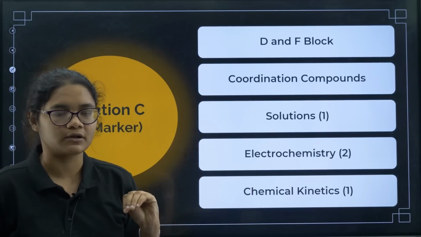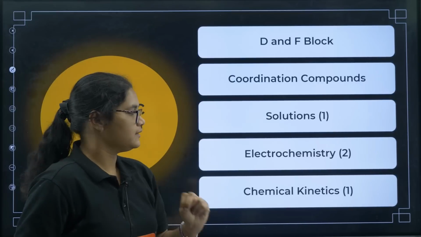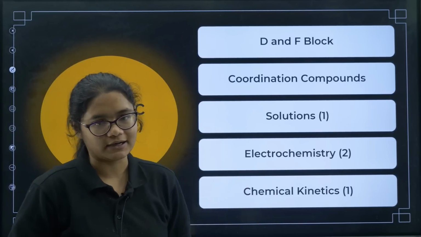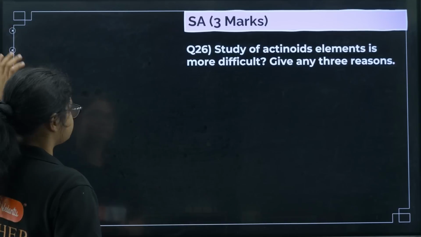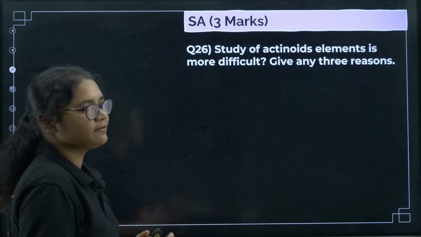There will be 4 3-marker questions from physical chemistry, and you have to attempt any 2. In there, 1 will be solutions, 2 will be electrochemistry, and 1 will be chemical kinetics. Okay, so let us see them. First question: study of actinoids is very difficult, give any 3 reasons.